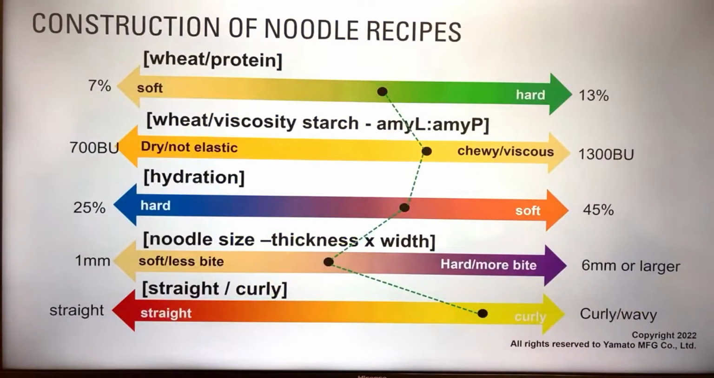When we are constructing noodle recipes, we consider protein for the hardness and the hydration, like viscosity. Starch is for the elasticity. Hydration and the noodle size are basically for the noodle texture as well. The bigger the size, the harder. Smaller size, softer. And it's either straight or curly.